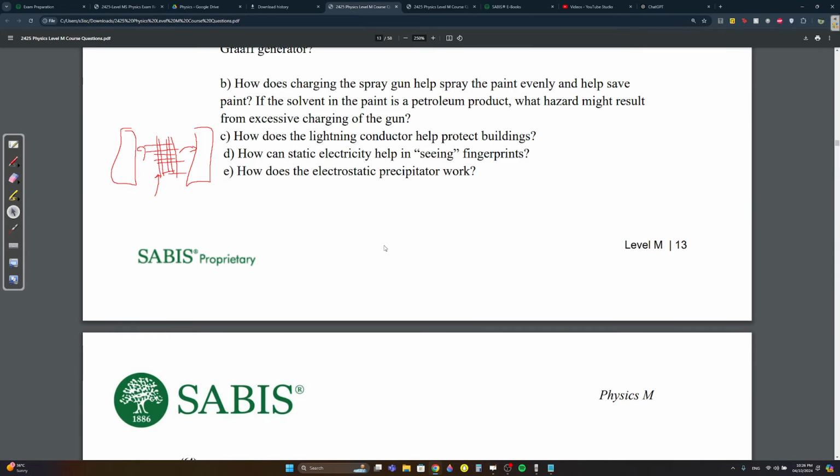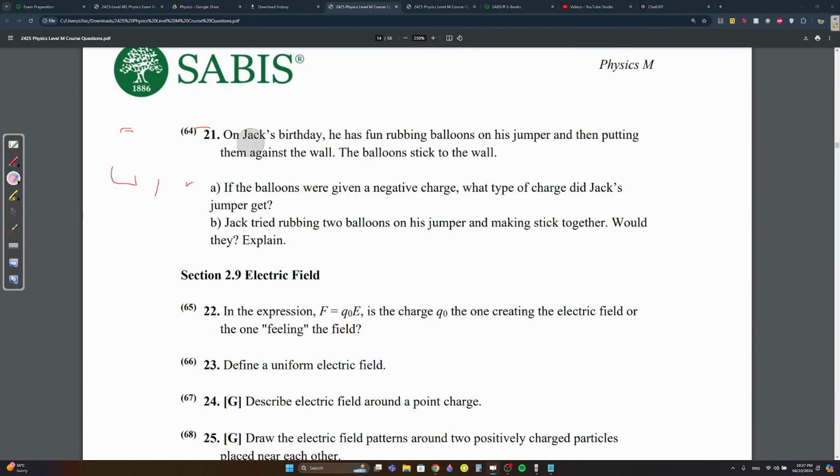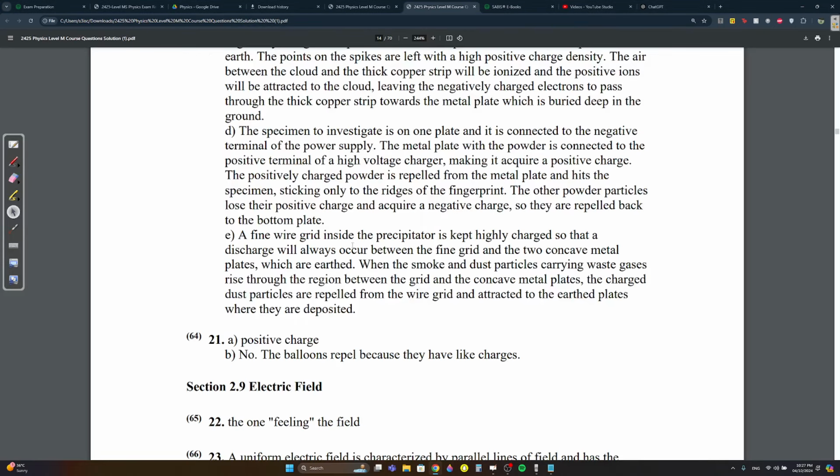Question 21. On Jack's birthday, he has fun rubbing balloons on his jumper and then putting them against the wall. The balloons stick to the wall. If the balloons were given a negative charge, what type of charge did Jack's jumper get? Guys, what's this? The stupid question. The jumper will be positive, right?